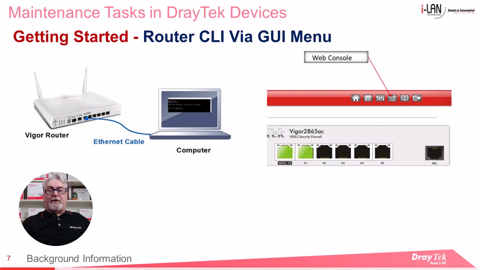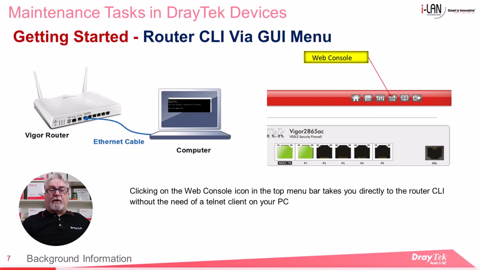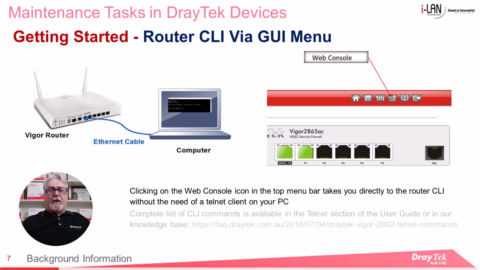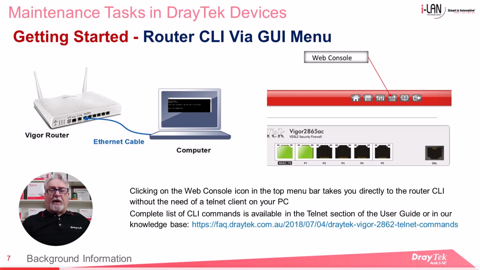The second method is to use the shortcut in the router web interface. Clicking on the web console shortcut at the top of the page will take you to the router CLI. This is handy if you don't have a Telnet client on your PC. Again, log in with the router admin username and password. There's a complete list of CLI commands available in the Telnet section of the user guide or in our knowledge base. I'll include a link to that in the description below.